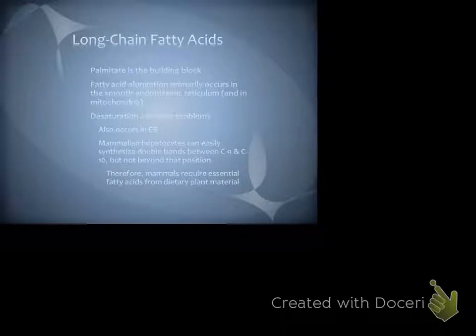Right? So, therefore, mammals are going to require fatty acids from dietary plant material, because plants are the organisms that can desaturate the long-chain fatty acids. So then, how do you get them from fish? So, I mean, fish do have some of the omega-3s as well, but yeah, primarily we're getting them from plant materials.